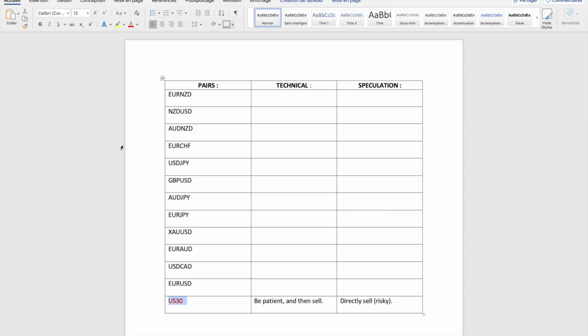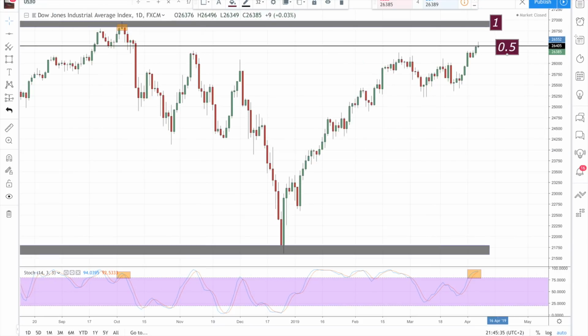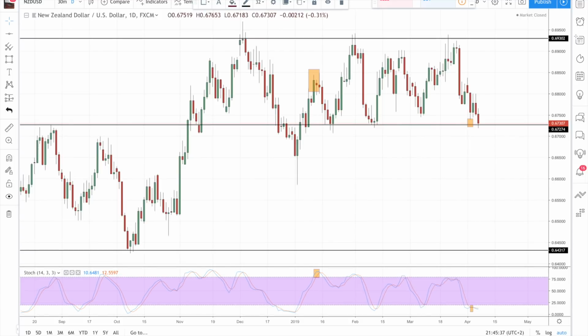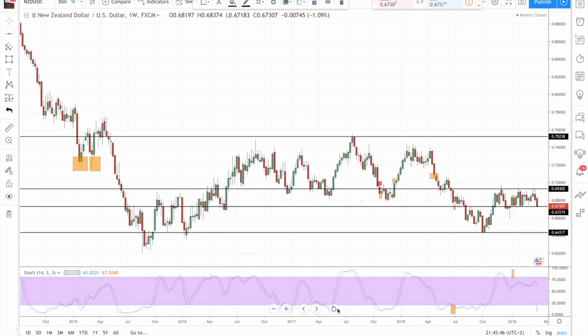So we have done this pair. I will put it in red. This is the first one. Now the pair that I will probably go with is NASDAQ USD. Let me clarify it. The first thing, as usual, is to go and see if there is a kind of trend.